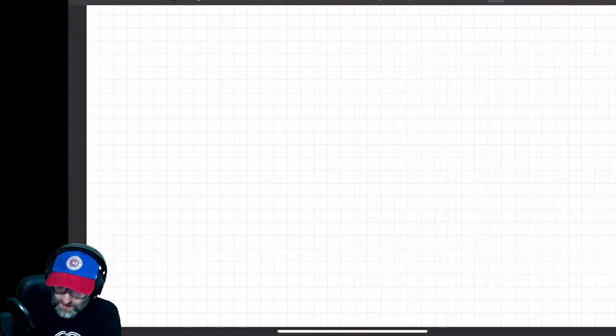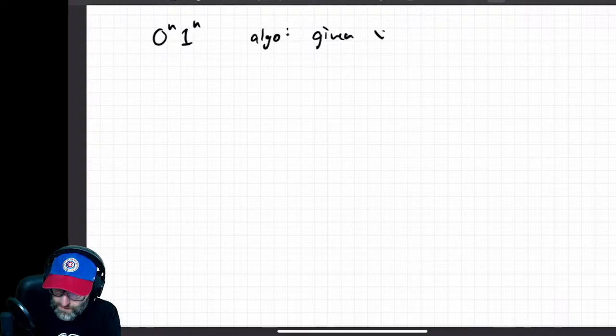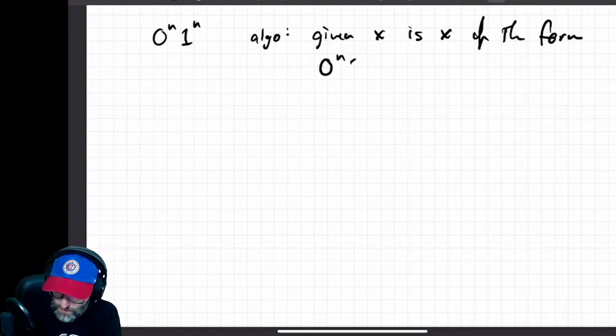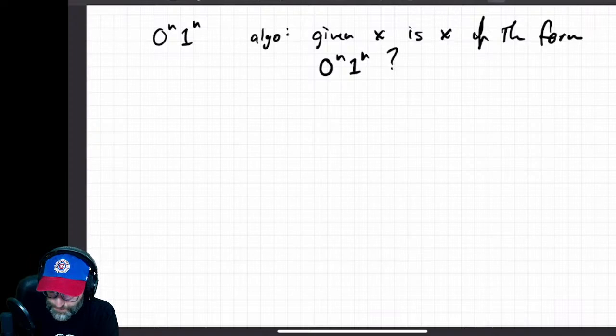How would you decide that language, by the way? 0^n 1^n. Here's an algorithm that uses a stack that decides this language, that decides, given x, is x of the form 0^n 1^n? Right? That's all we're talking about here. It's pretty easy. I'll write pseudocode for it.